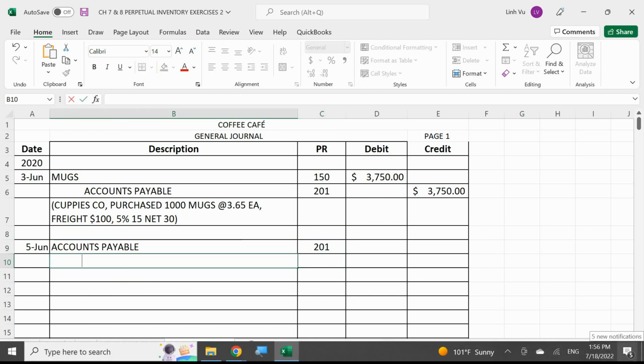And where am I taking the money out from? Well, I placed all 1,000 mugs in my mugs account. So where am I going to take the 50 mugs out from? Well, I got to take it out from my inventory. Now, let's go ahead and make my note here that I returned 50 broken mugs.